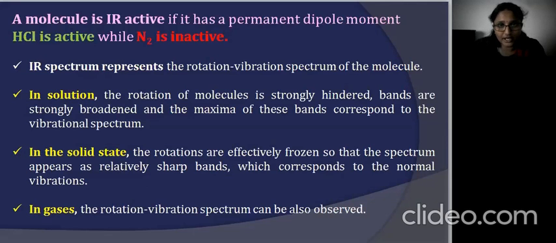We can say the molecule is IR active if it possesses a dipole moment. So HCl is active while nitrogen, that is N2, is inactive. The IR spectrum represents the rotational and vibrational spectrum of the molecule, whereas the microwave spectrum represents only the rotational spectrum of the molecule. In solution, the rotation of the molecule is strongly hindered, bands are strongly broadened, and the maxima of these bands correspond to the vibrational spectrum. In the solid state, the rotations are effectively frozen, so the spectrum appears as relatively sharp bands, which correspond to the normal vibrations. In gases, the rotation-vibration spectrum can also be observed.